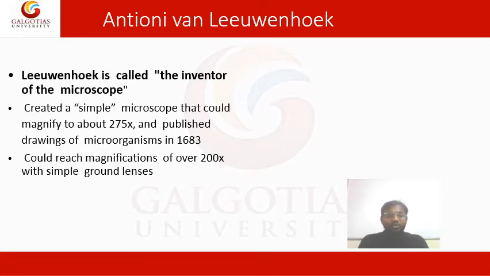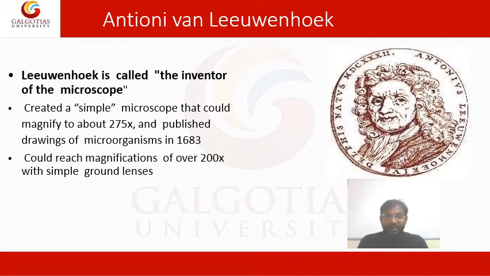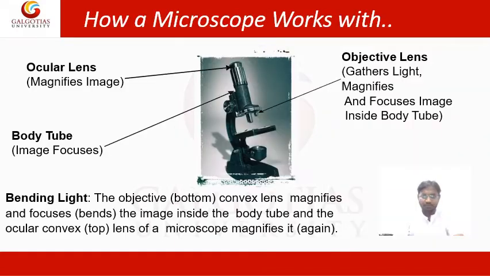He could reach magnification of up to about 200x with simple ground lenses. He was using only a simple lens, trying to magnify up to 275. Nowadays, even a normal compound microscope gives about 1000, around 100 times compared with the past. Based upon the microorganism structure, we can magnify 100 times also. This is the picture of Anton Leeuwenhoek.